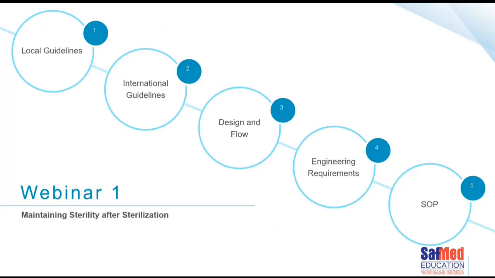As I said, our topic is maintaining sterility after sterilization, a very important concept. We are going to focus on some local and international guidelines that cover sterility and maintaining sterility. We're going to look at design and flow in the sterile storage area. Does it matter? Is it important? How should we be designing our CFSD storage areas? We're going to look at the engineering requirements in those areas. And what about the standard operating procedures about maintaining sterility, about sterile storage? Does it matter? Let's have a look at all of these factors in great depth and detail.